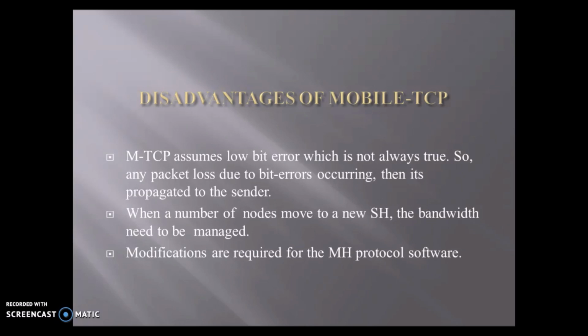Along with advantages, there are some disadvantages of mobile TCP too. The first one is that mobile TCP assumes low bit error, which is not always true. So, any packet loss due to bit errors is propagated to the sender. Second, when a number of nodes move to a new supervisory host, the bandwidth needs to be managed. And lastly, modifications are required for the mobile host protocol software.